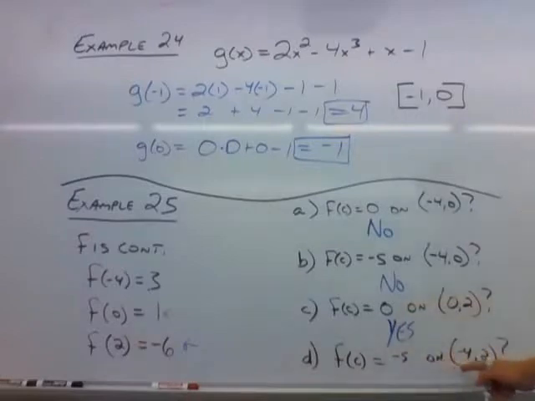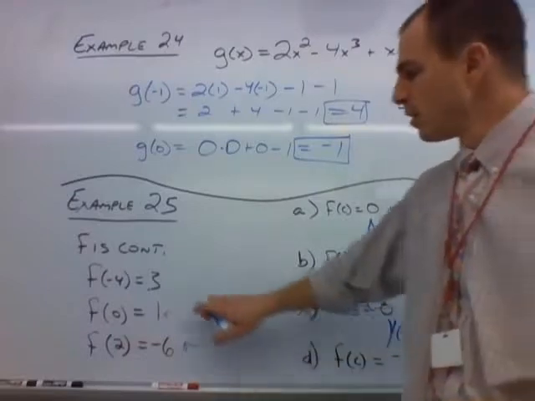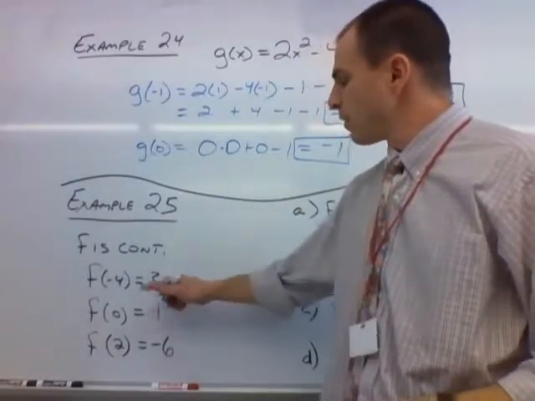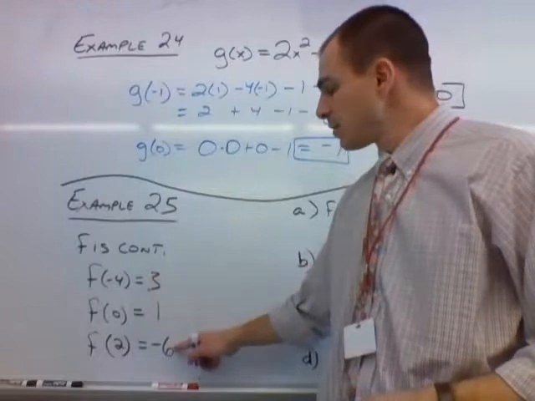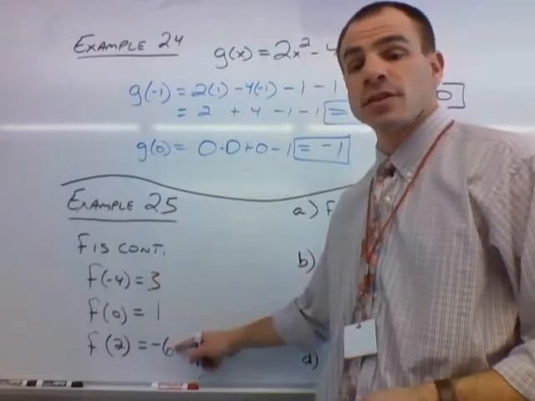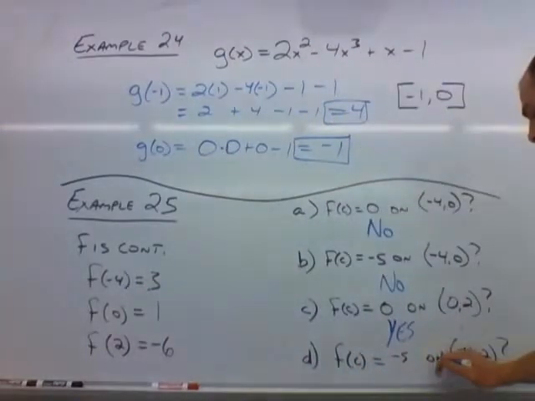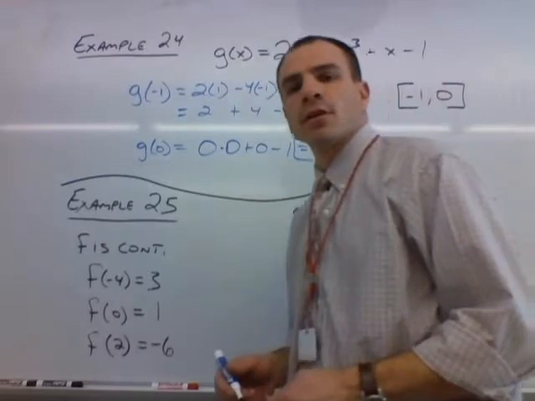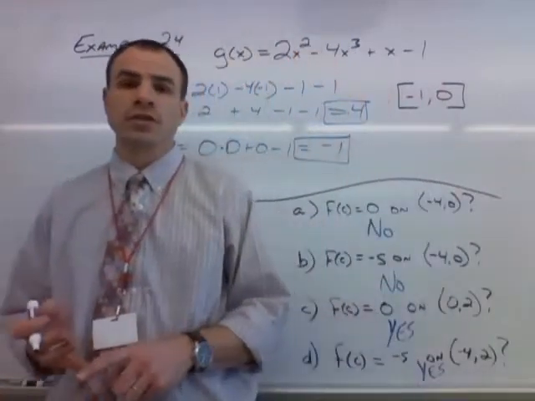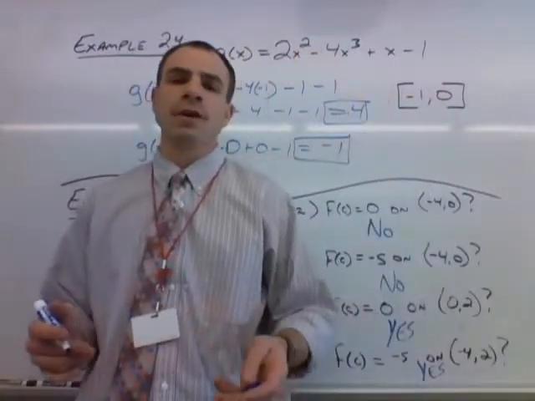And finally, how about on the interval from -4 to 2, will the function equal -5? Well, at x equals -4, the function's value is 3. At x equals 2, the function's value is -6. -5 is definitely between 3 and -6, so this will be another yes. That's how the intermediate value theorem works for us, as long as the function is continuous and the starting value and the ending value are not the same.